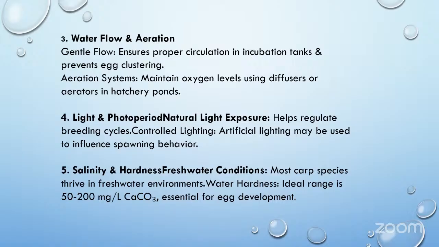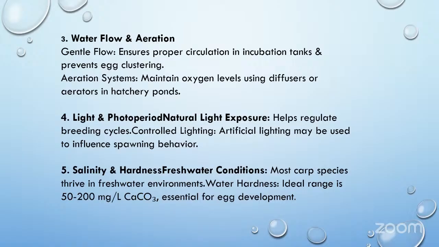Then aeration. In an aeration system, we need to maintain oxygen levels using diffusers or aerators in hatchery ponds. Then light and photoperiod: natural light exposure helps regulate breeding cycles. Controlled lighting should be there. Artificial lighting may also be used to influence spawning behavior.